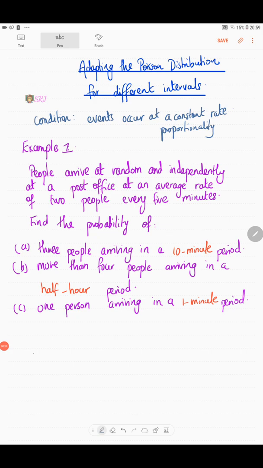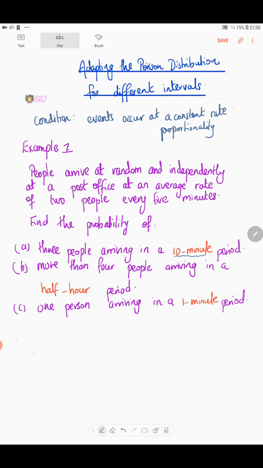Let's see an example now. People arrive at random and independently at a post office at an average rate of 2 people every 5 minutes. Find the probability of, first part, 3 people arriving in a 10-minute period. So we are given that the number of people who arrive at a post office is 2 for every 5 minutes, and in the first part, we are asked to calculate the probability that 3 people arrive in a 10-minute period.